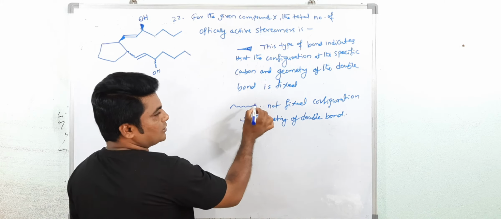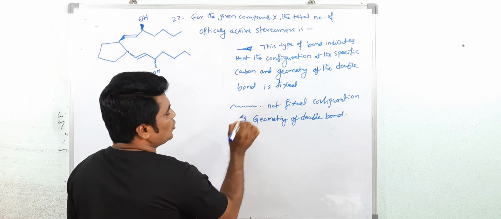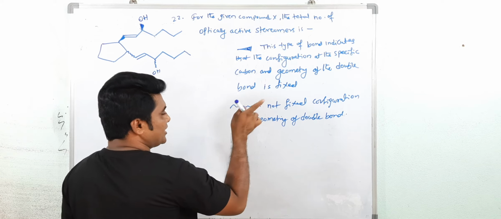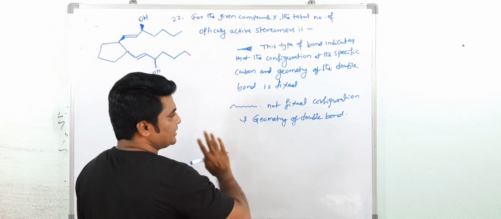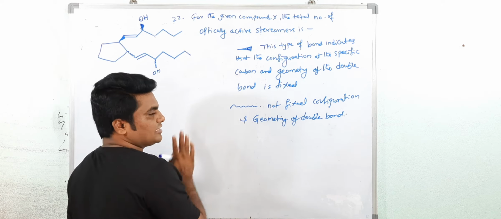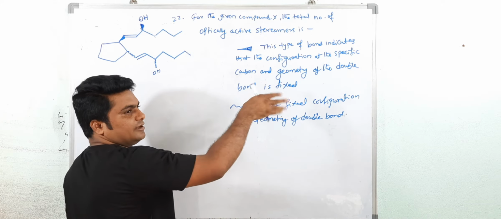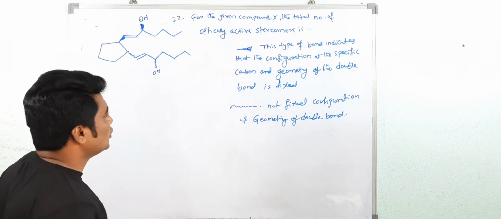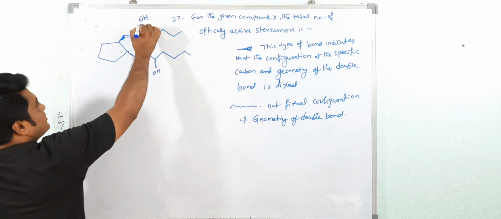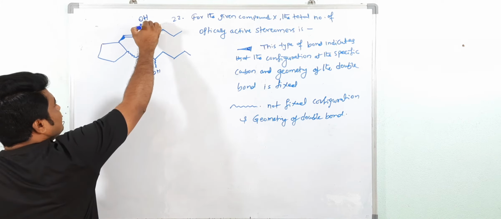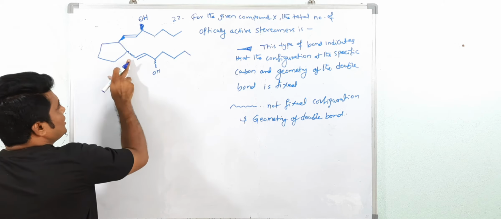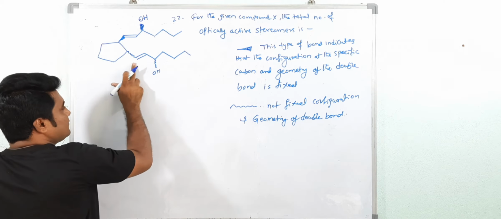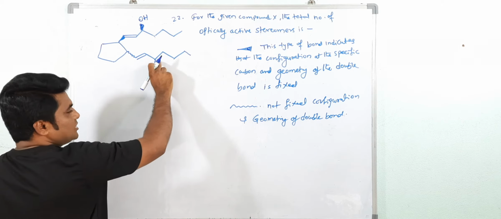And this arrow indicates the configuration of the carbon atom and the geometry of the double bond is not fixed. And you can see this question on the screen. See here. Okay. So it means this configuration of carbon atom and this geometry of double bond does not change. But this double bond geometry and this configuration will be changed.